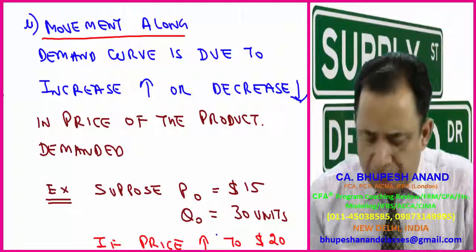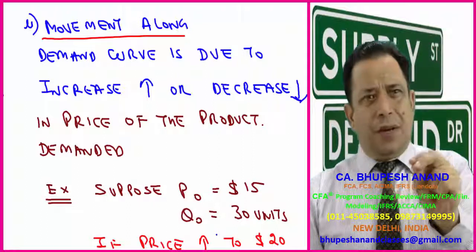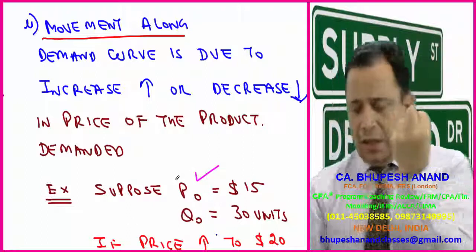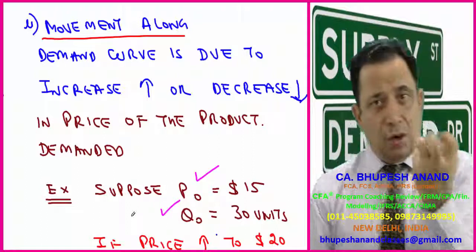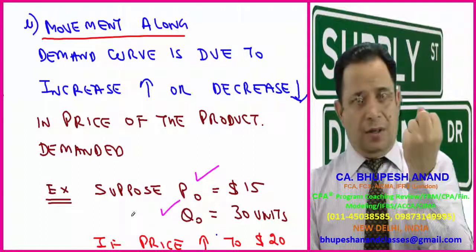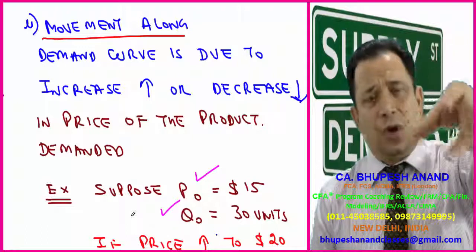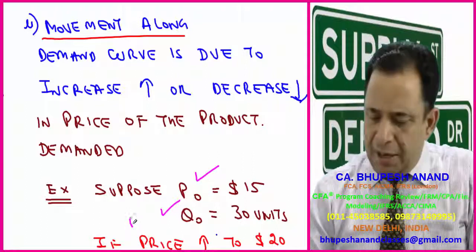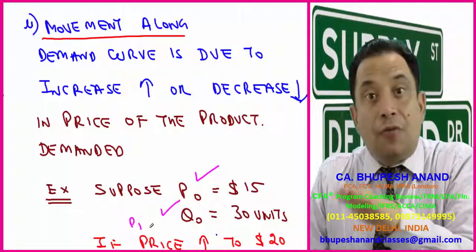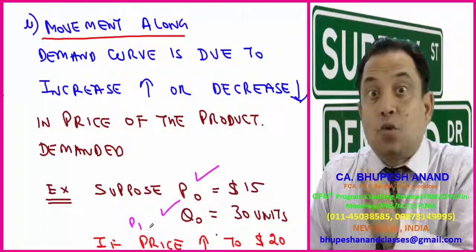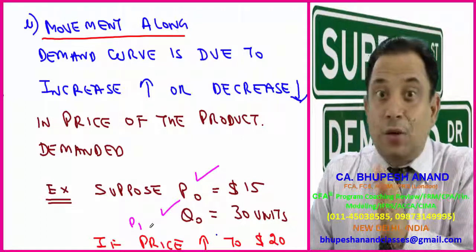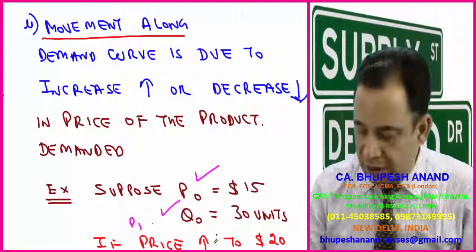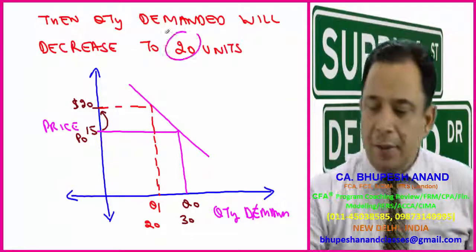Just for practical purposes, so that I can give you a real touch. Suppose P0, that is the original price, is $15, and suppose Q0, that is the original quantity, is 30 units. I have taken 0 as original and 1 as new, and suppose P1 has increased to 20. Now from $15 my price has increased to 20. As per the demand function, I know that there is a negative relationship, so my quantity demanded will come down. Then my quantity demanded will be 20 units.